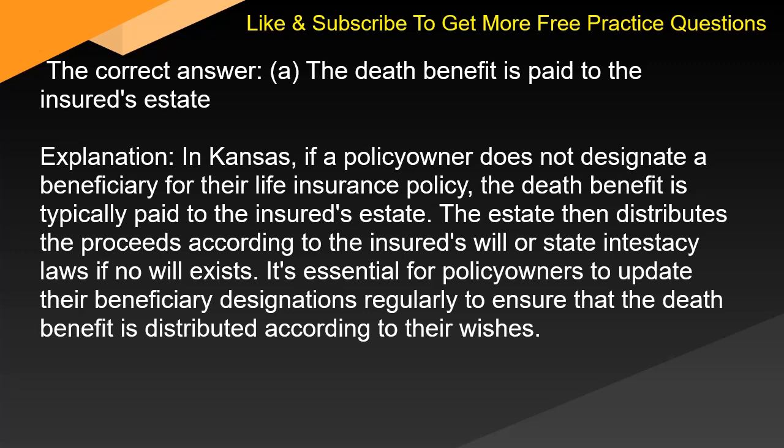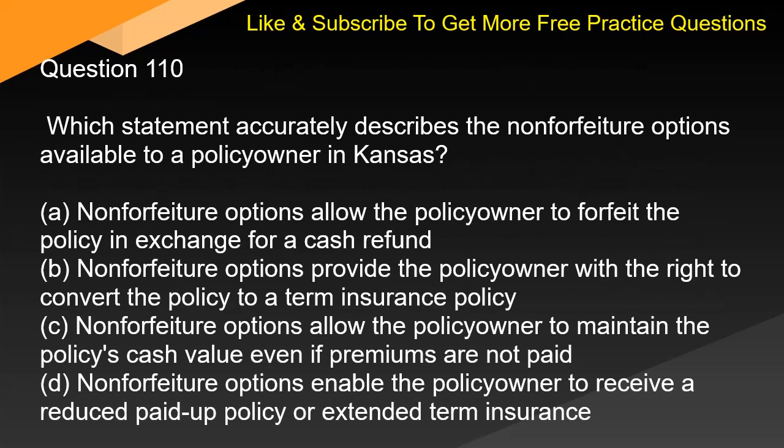The correct answer: A. The death benefit is paid to the insured's estate. Explanation: in Kansas, if a policy owner does not designate a beneficiary for their life insurance policy, the death benefit is typically paid to the insured's estate. The estate then distributes the proceeds according to the insured's will or state intestacy laws if no will exists. It's essential for policy owners to update their beneficiary designations regularly to ensure that the death benefit is distributed according to their wishes. Question 110.